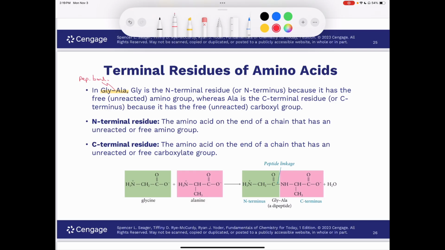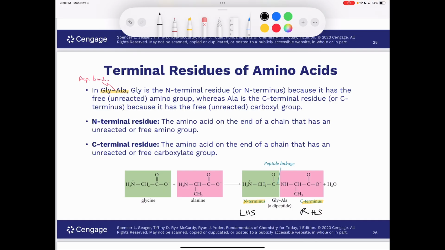Now, when we write them down on a piece of paper or in prose, as you see here, the N terminus is always going to be on the left-hand side. So you'll notice here, N terminus at the bottom is on the left-hand side, and that's a convention. And the C terminus is on the right-hand side. And again, that is a convention. So we write them down that way all the time.